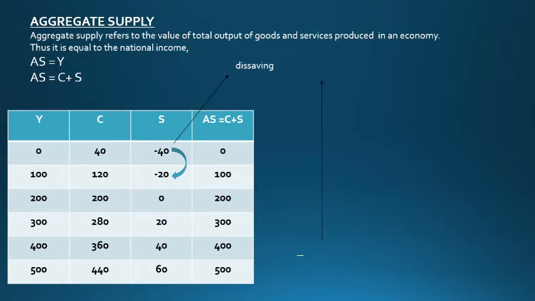This can also be understood with the help of a graphical presentation. Again, on the x-axis we plot the income and on the y-axis we plot the consumption, savings and aggregate supply. Now we know that as the income increases from 0 to 500 at a constant rate, it starts from the origin exactly at a 45-degree angle.